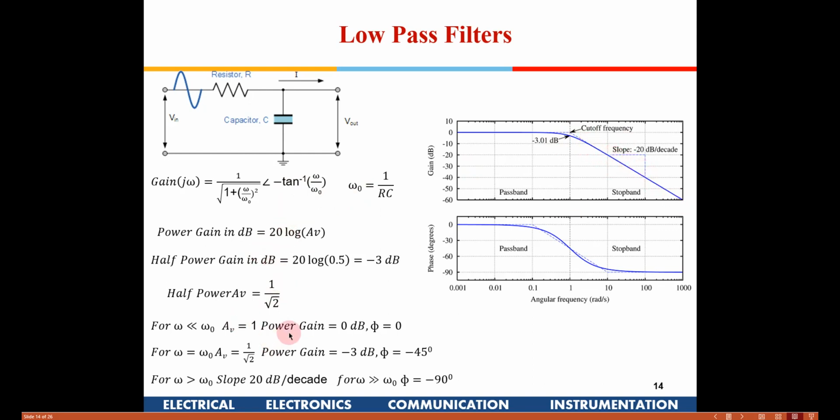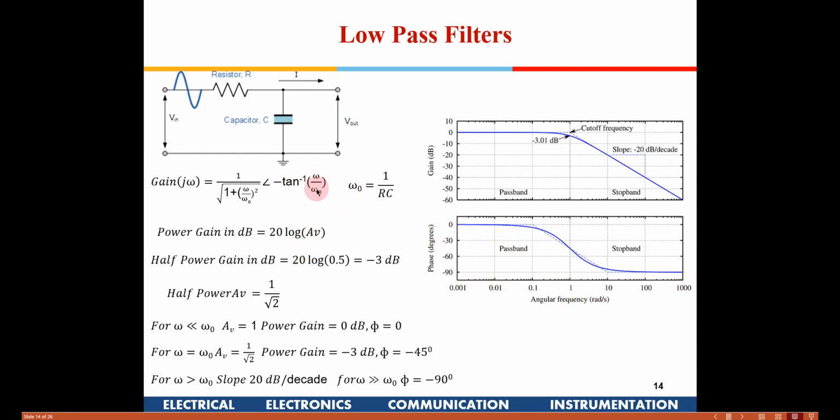The phase angle also, for omega equal to 0, is tan inverse 0. So the phase angle is 0 out here, and for omega equal to infinity, there is a minus sign available here, so it will be minus 90 degrees.